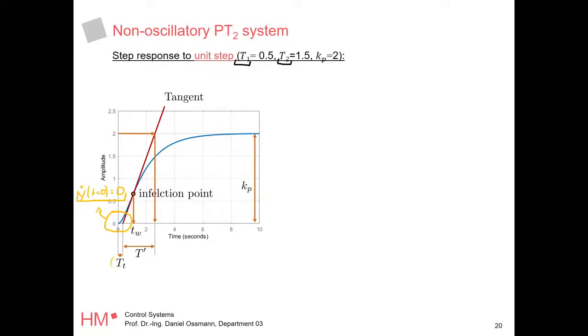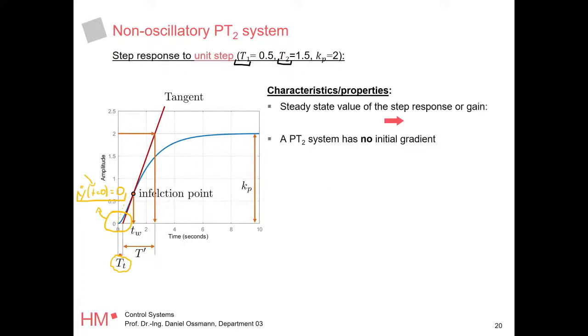However, you have some more delay, some more lag in the system than you would have in a PT1 system. And this is caused by this: you don't have a y dot at t equals 0. So the inclination of your answer is 0 at t equals 0. Remember, a PT1 started immediately, so there it had a y dot not equal to 0. Okay, but let's write this down.